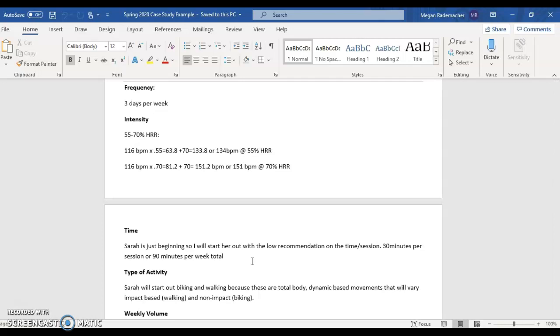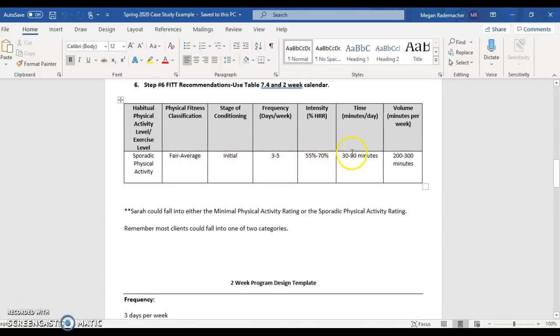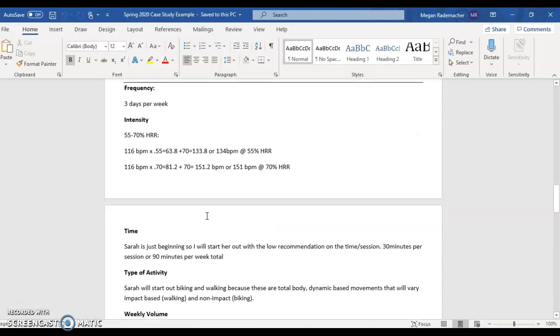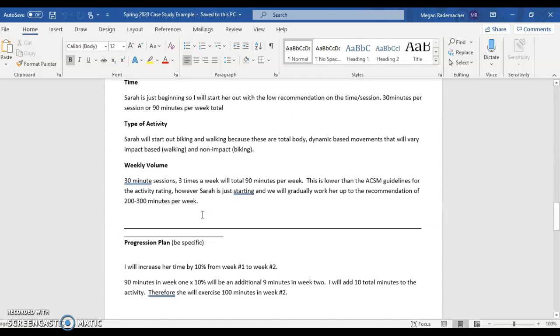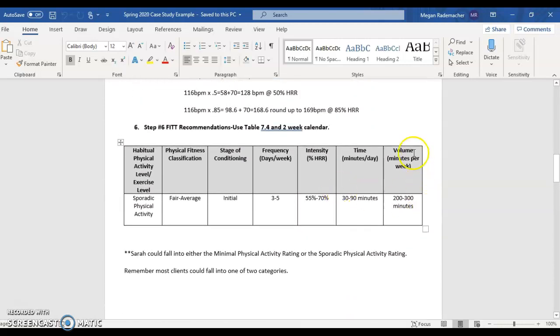She's going to exercise 30 minutes a session, 3 times a week, giving us 90 minutes per week total. Remember, 30 minutes a day was the lower end of that recommendation, and since we're just starting her off, that's what we want. Sarah will start out biking and walking because these are total body dynamic movements that will vary in impact. So we're having her do an impact-based exercise, which is walking, and then a non-impact one, which will be biking. Her weekly volume of exercise will be 90 minutes, and ACSM really recommended that her volume per week should be 200 to 300 minutes.